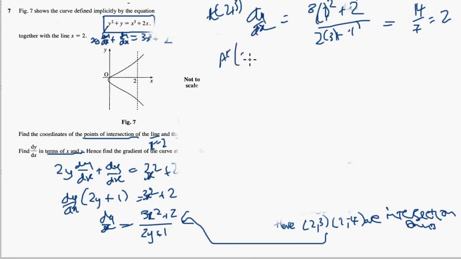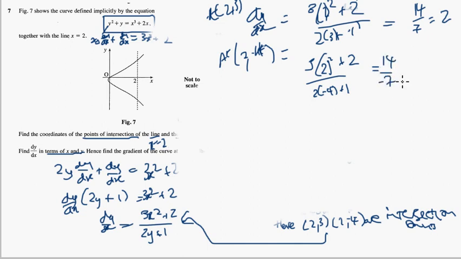And at 2, minus 4, we sub it in and we get 3 lots of 2 squared plus 2 over 2 lots of minus 4 plus 1, which is 14 over minus 7, which is minus 2. And those are the gradients. The gradient at 2, 3 is 2, the gradient at 2, minus 4 is minus 2, so we've actually answered the question. Oh, it's deleted the bit that said hence find the gradients of those 2 points, but dy by dx at the 2 points gives us the gradient.